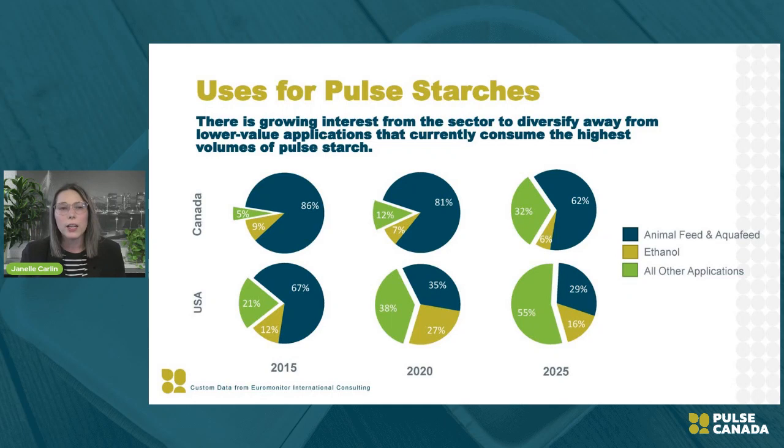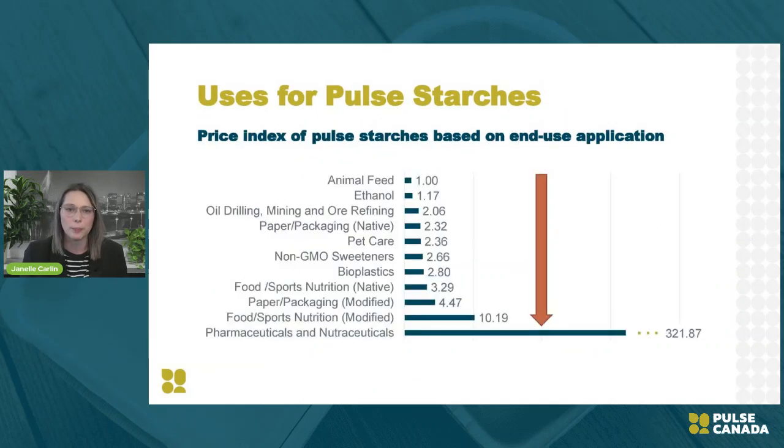If we look at where these starches are currently being employed, the majority in Canada and North America is in the animal feed and ethanol markets. But one thing we see moving forward is a lot of growing interest to diversify away from these markets, simply because that's the lowest value that suppliers can get when they're selling starch into the animal feed and ethanol industry.